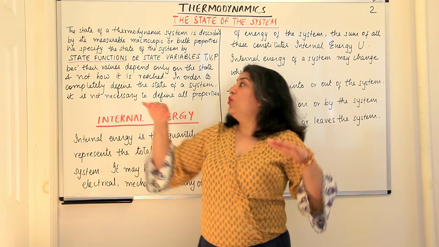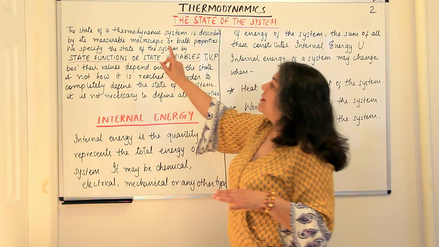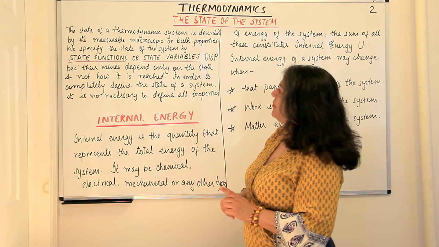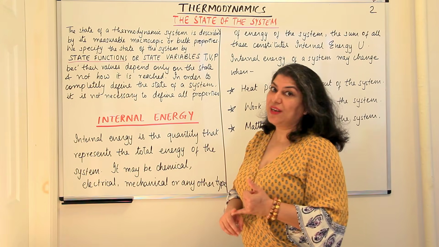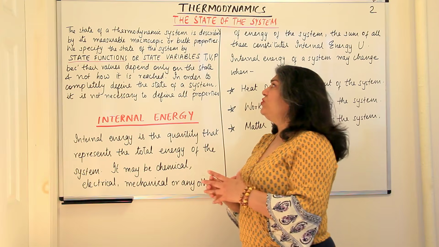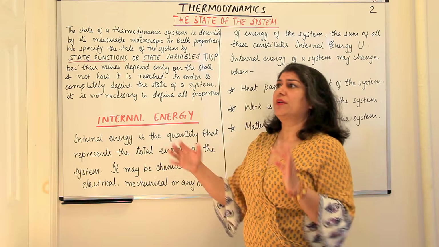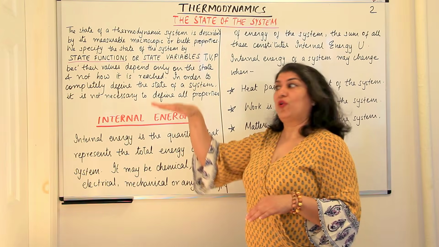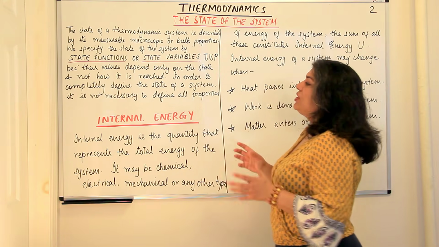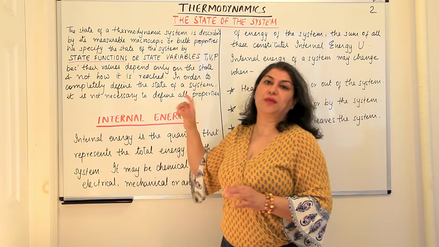So such a function, because they're state variables, I'll read it out again. The state of a thermodynamic system is described by its measurable macroscopic or bulk properties. We specify the state of the system by state functions or state variables like pressure, temperature, volume, because their values depend only on that particular state and not on how it is reached. It does not matter how that state is reached; for that particular state, the values of the variables would be fixed. So in order to completely define the state of a system, it is necessary to define only some of these properties, the state functions.